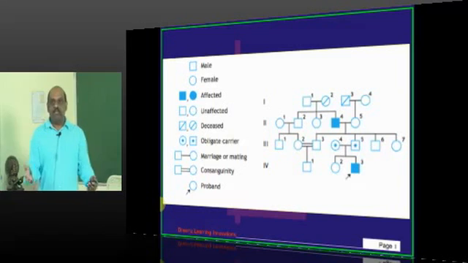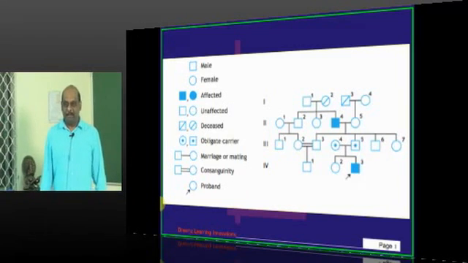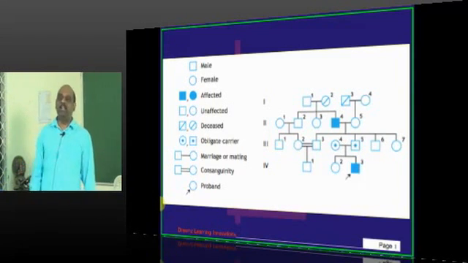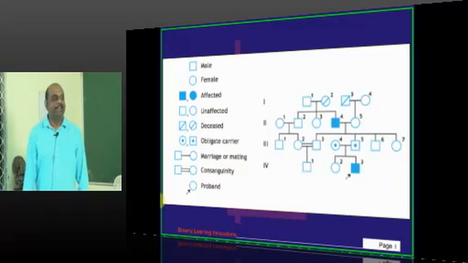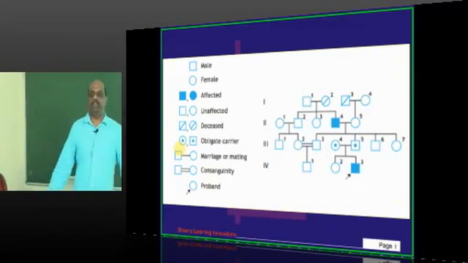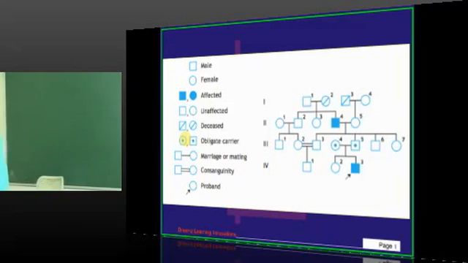Suppose if it is a 1:3 probability, even if you kill 3 times, the ugliest and dumbest, still you can't achieve it. So let's go through the inheritance patterns, doctor. Very, very important.